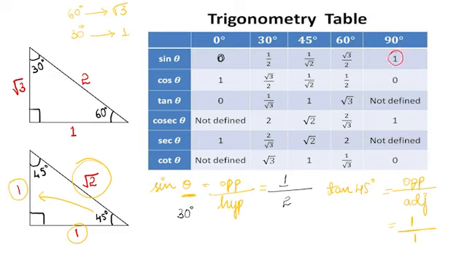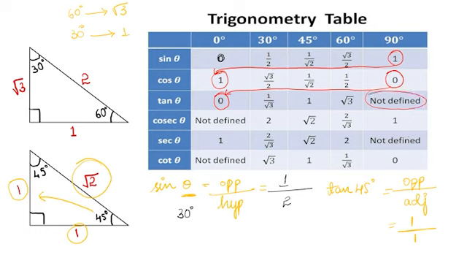Now I started with 0 and ended with 1, so I'll continue with 1 again here with cos 0. Cos 0 is 1 and cos 90 is 0. Now again I'll start with 0 because I've ended with 0. Tan 0 is 0 and tan 90 is not defined.